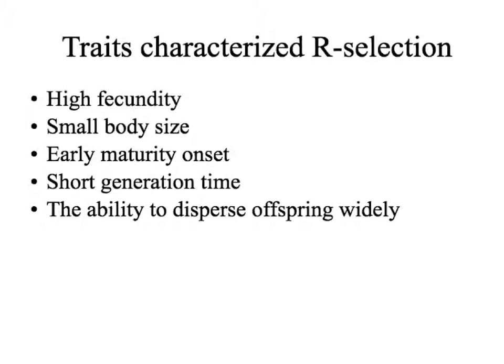There are traits that characterize r selection: high fecundity, small body size, early maturity onset, short generation time, and the ability to disperse offspring widely.